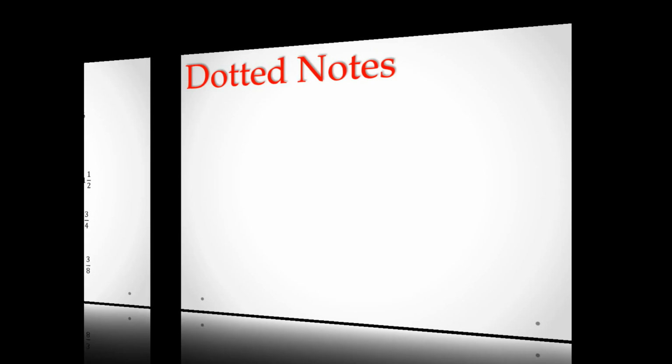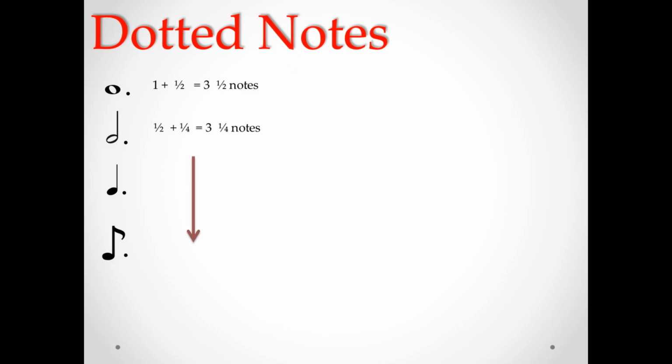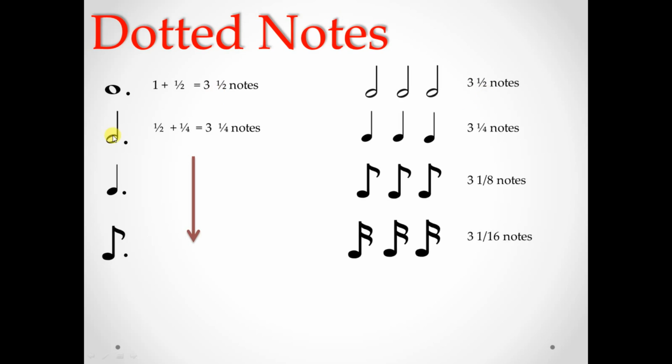There's an easier way to look at these, though, and that is just to add the next fastest note. Let's take a look. A dotted whole note is 1 whole note plus 1 half note. That gives us 3 1/2 notes. A dotted half note is 1 half note plus 1 quarter note. That gives us 3 quarter notes. We can continue that all the way down to our 16th notes. So the amount of space that one dotted whole note takes up is 3 1/2 notes. The amount of space that one dotted half note takes up is 3 quarter notes.